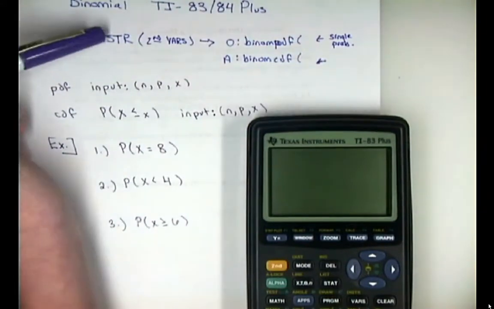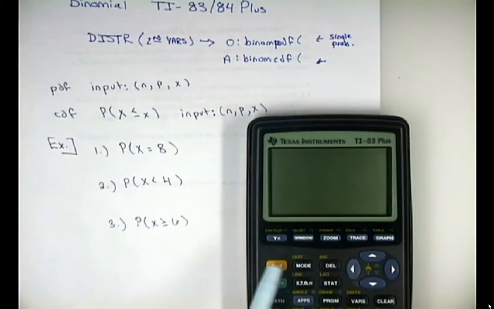We're going to be using the distribution key. It is the second key and the vars key. So you see in orange or perhaps blue or pink, whatever your second key color is. Mine is kind of orangey yellow. You'll see that it says distr, meaning distribution. Okay, so of course let's turn our calculator on.